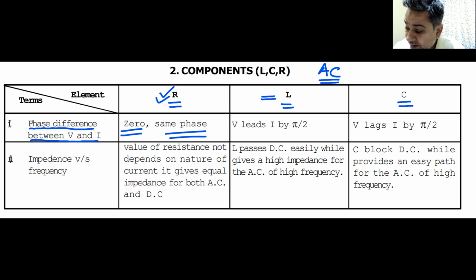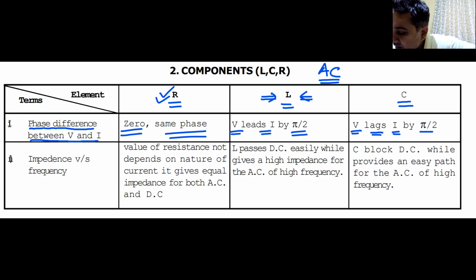If we have an inductor L, then voltage leads current by pi by 2. Don't get confused, don't make it ulta. In inductive circuits, voltage is ahead, current is lagging. How much is the angle? Pi by 2. In capacitive circuits, voltage lags current by pi by 2. Will you remember this? Yes, sir.